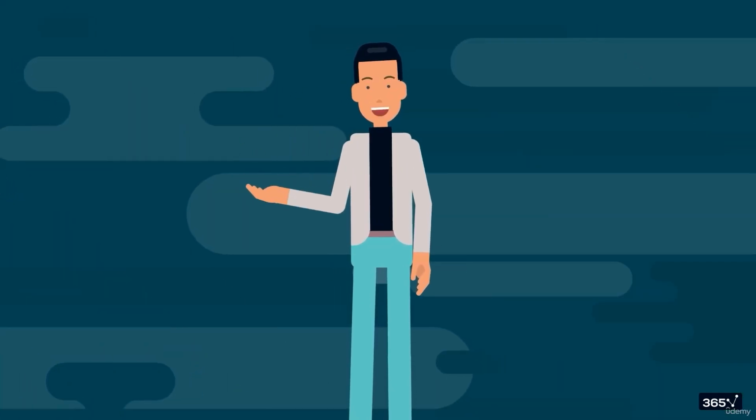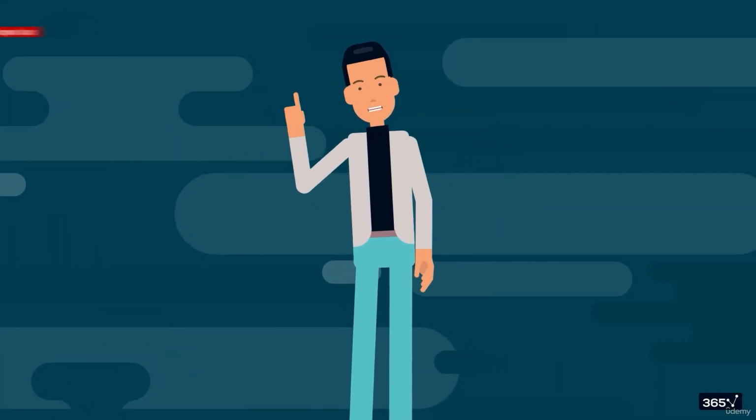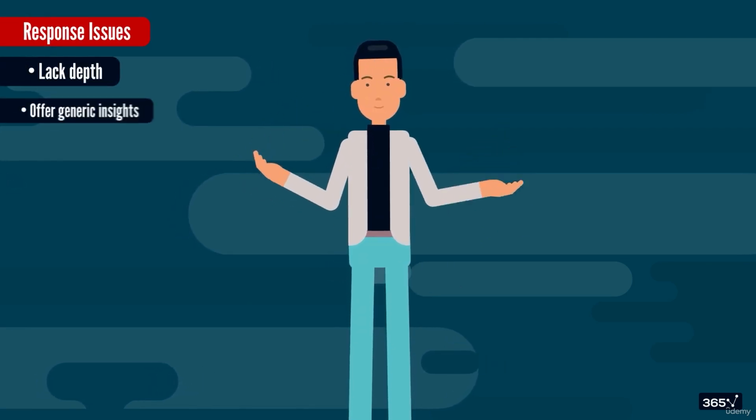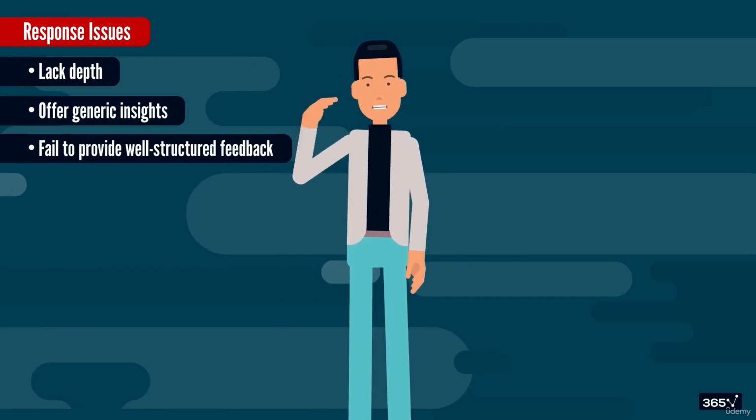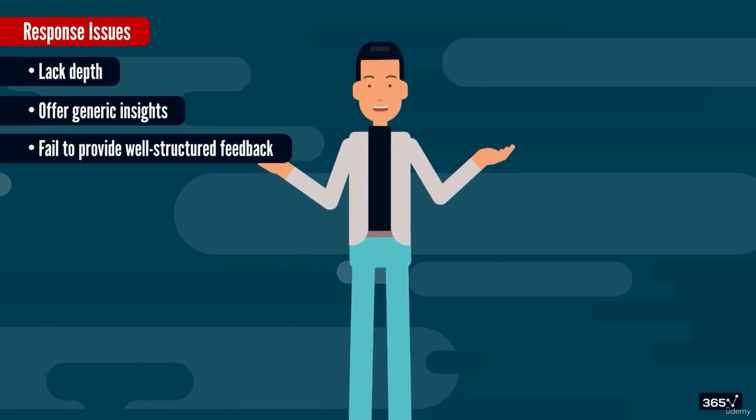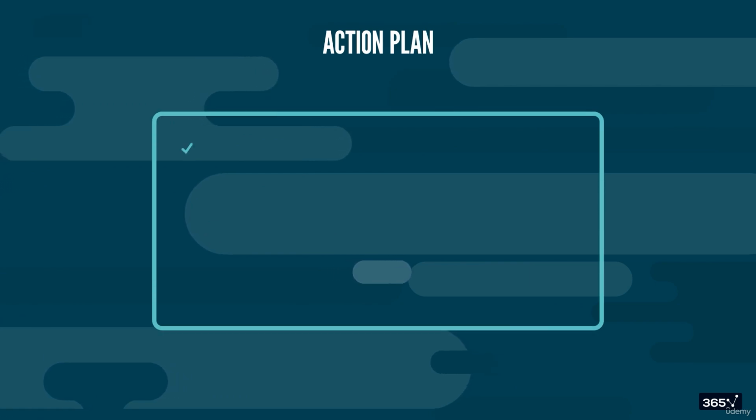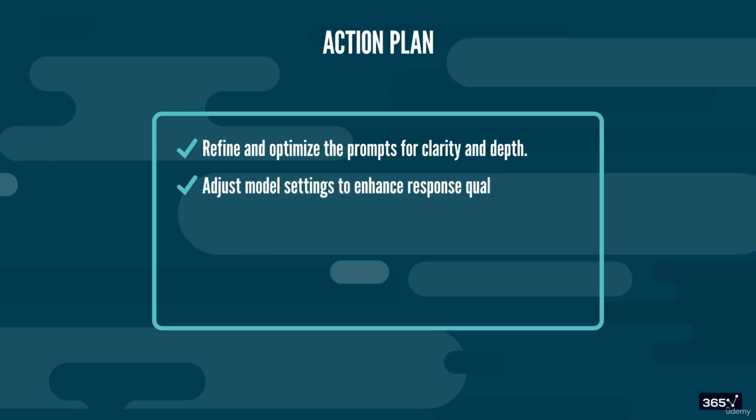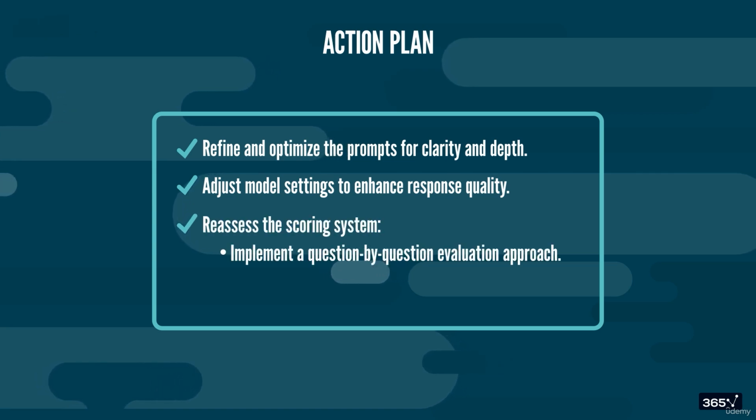But if you pay close attention to the interview and the feedback output from the large language model, you'll notice that sometimes the responses lack depth, offer generic insights, or fail to provide well-structured feedback. For your homework, I suggest you work on prompt engineering to create better prompts for both the feedback and the interview. Additionally, experiment with tweaking the settings of the model to achieve better results. For instance, you could revisit the scoring system mentioned earlier in the course or implement a question-by-question evaluation. Try adjusting parameters like temperature or top p-values to observe how they affect the feedback quality.